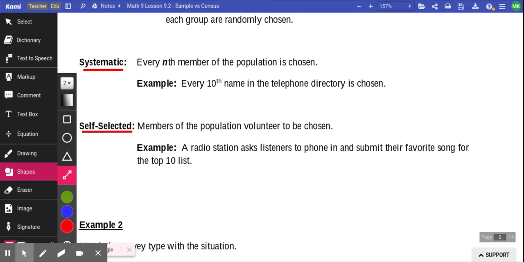So self-selected is good in the fact that it's kind of easy. You just send it out there and people answer. They don't answer, it's their choice. But it's not good in the sense that you're definitely going to create some sort of bias or opportunity for mistakes in your data collection.